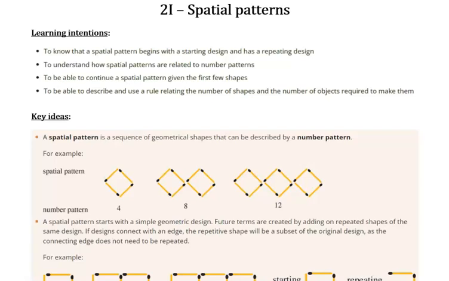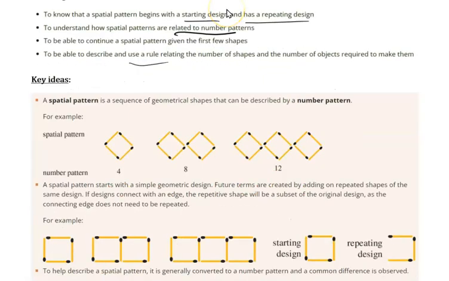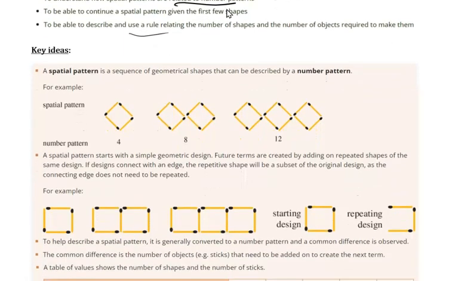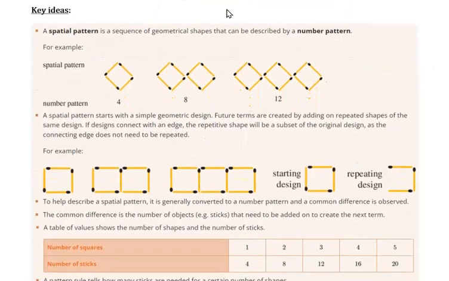Spatial patterns are a lot like, and are related to, number patterns. We'll start with a starting design, and then we'll add a repetition, maybe the design itself, maybe part of the design, and keep going, and we can find out what that pattern is. We'll be able to make a rule, so turn that into a mathematical formula that works all the time.